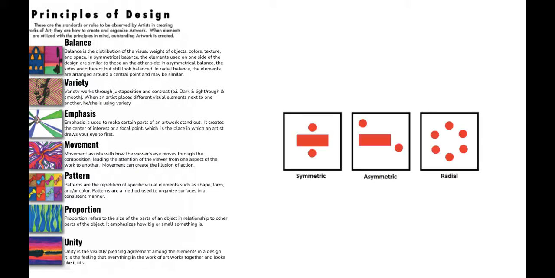Let's go over the first principle of design, which is balance. Balance is the distribution of visual weight of objects, colors, textures, and space. In symmetrical balance, whatever we have on one side, we have exactly on the other, so it feels symmetrically balanced. In asymmetrically balanced artworks, the sides across from one another are different, but they still look and feel somewhat balanced. In radial balance, the elements or the pictures are arranged around a central point and they may look very similar.